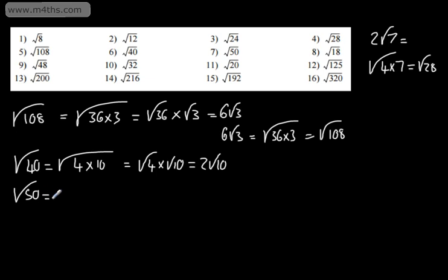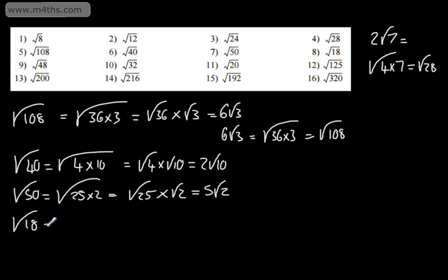The root of 50, largest square factor is 25. 25 times by 2, that's going to give me root 25 multiplied by root 2. Root of 25 is 5, 5 root 2. Again, you can check them on a calculator if you want. Root of 18, largest square number that goes into 18, that looks like it's going to be 9. 9 times by 2, root 9 multiplied by root 2, which is going to give us 3 root 2.